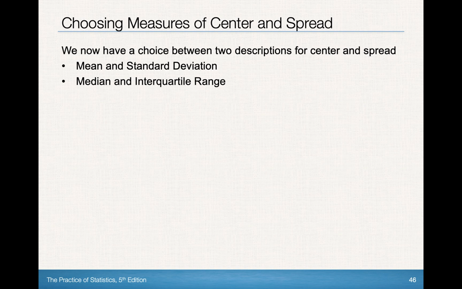Well, they come in pairs, okay? If you were to describe the center of a distribution using the mean, then you would describe the spread of a distribution using the standard deviation. If you were to describe the center of a distribution using the median, then you would describe the spread of a distribution using the interquartile range. You don't mix and match them. They come in pairs. Now, when do you choose each pair?